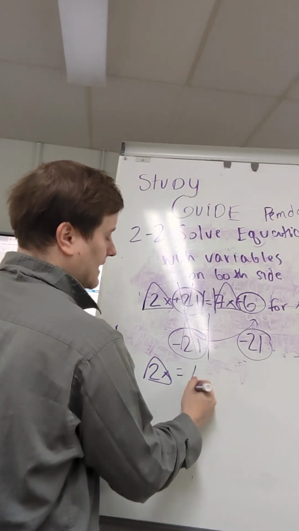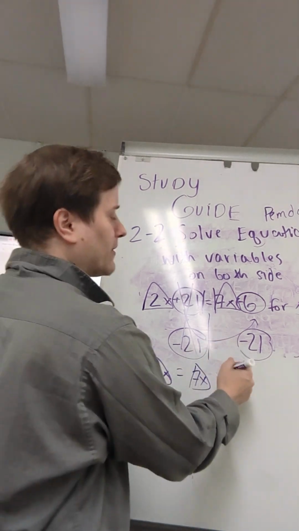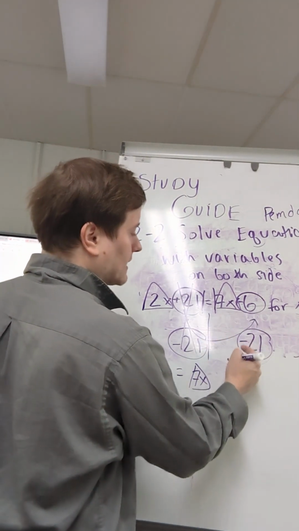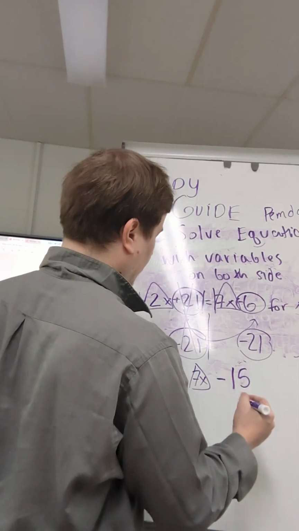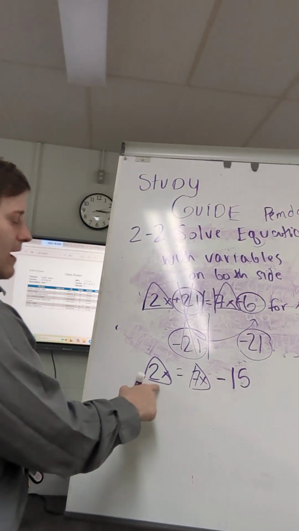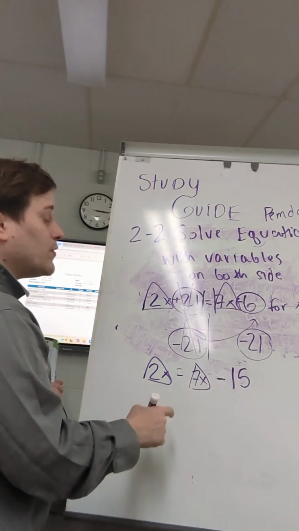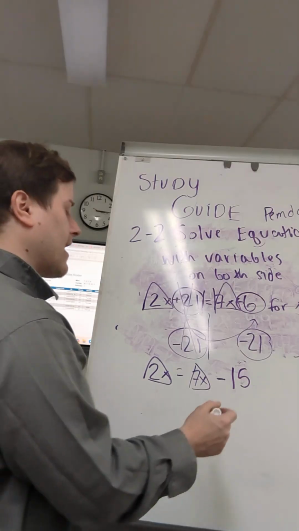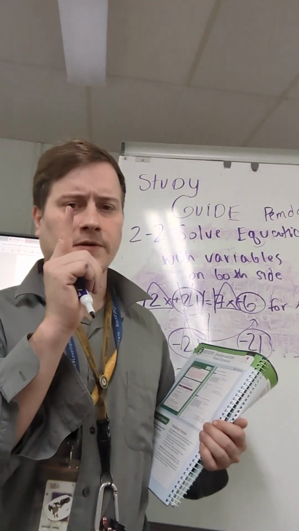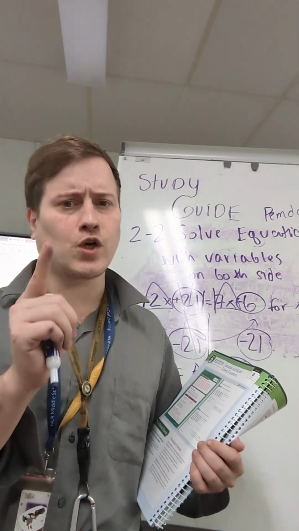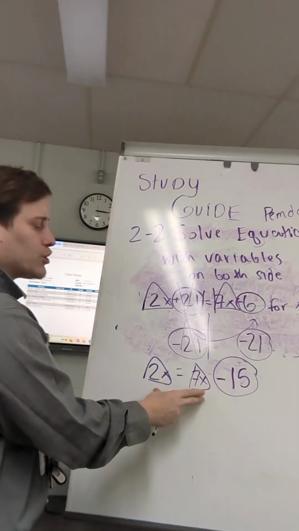Equals the 7x stays the same. It's still my friendly triangle because it did not combine with the negative 21. We have 6 minus 21 is negative 15. Now, we have a 2x on this side and a 7x on this side. So now we want the triangles to go together. The circles are all happy together. They're fine. We have one circle. That's what we wanted. That's our goal. We want one triangle, one circle, one of each shape. But now we need to mash the triangles together.